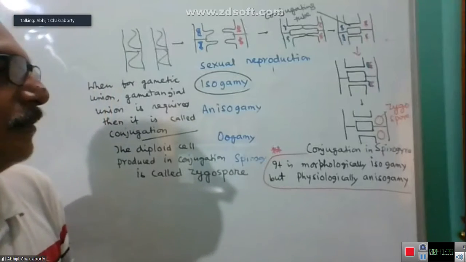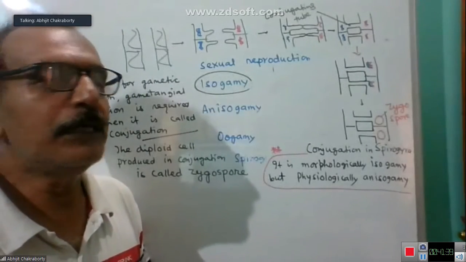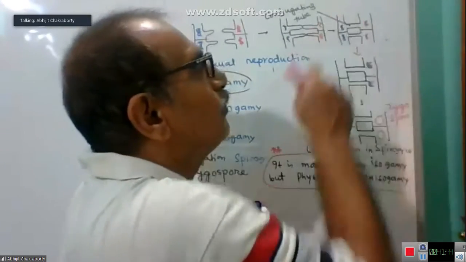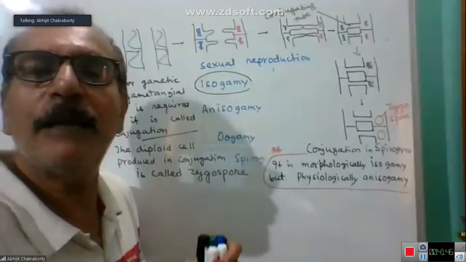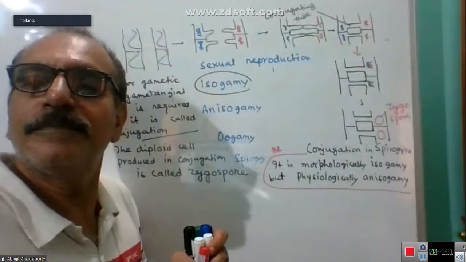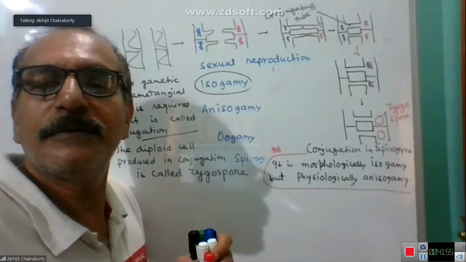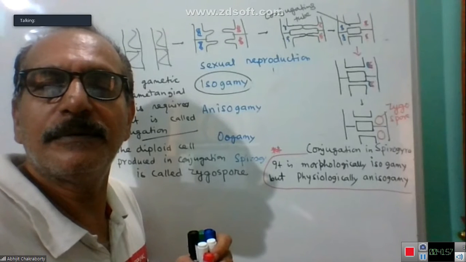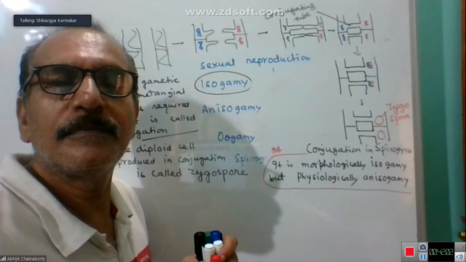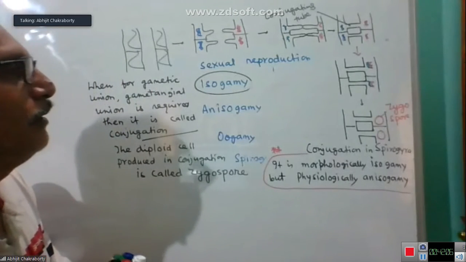Sir, which one is motile? Which one is motile, you see? The blue one is showing more motile here. Any filament, anyone can be motile. If it is motile, then it moves towards this. But in one filament it should be motile, and in the other it should be non-motile. Are you getting me? Yes, sir. So this is the conjugation in Spirogyra.